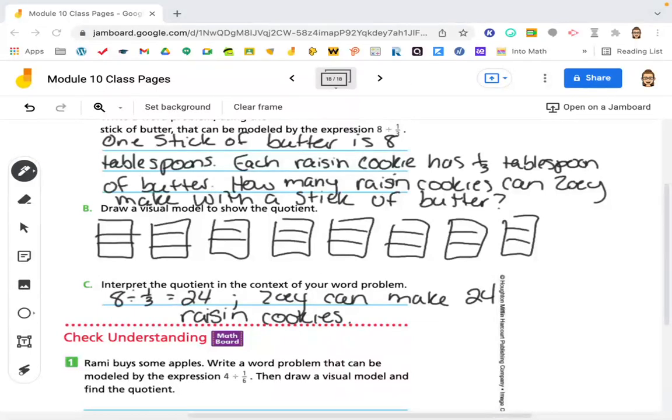So that is all for today's lesson. Hopefully now you can create a story context and use a visual fraction model to interpret the division of a whole number by a unit fraction.